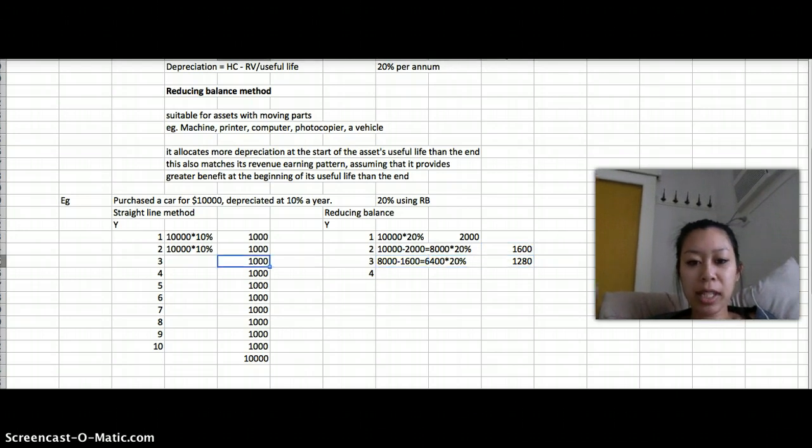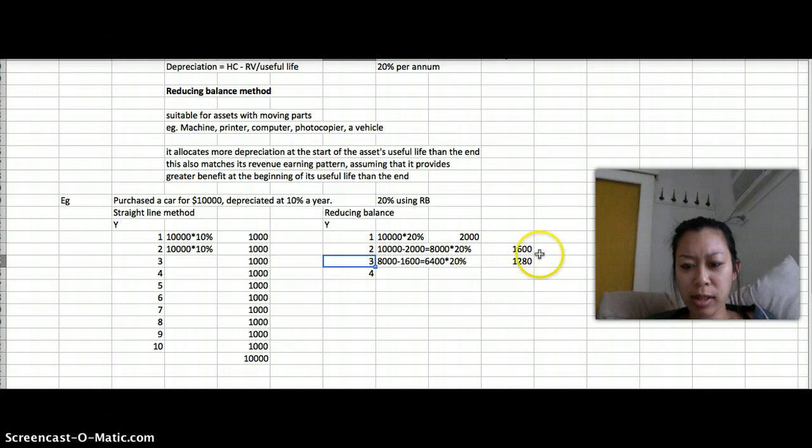And you keep going until you reach 0, but there's actually a pattern. I think if you subtract these ones, you'll see a pattern. So it's 2,000 minus 1,600 is 400.